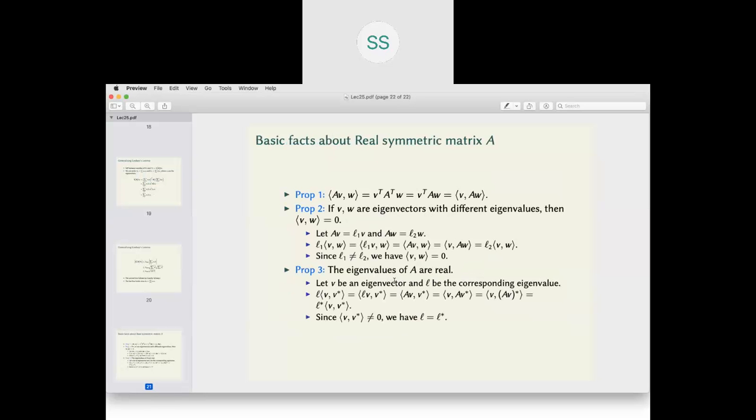And we concluded with some indications of why real symmetric matrices have orthonormal eigenvectors, right? And yeah, that's about it.